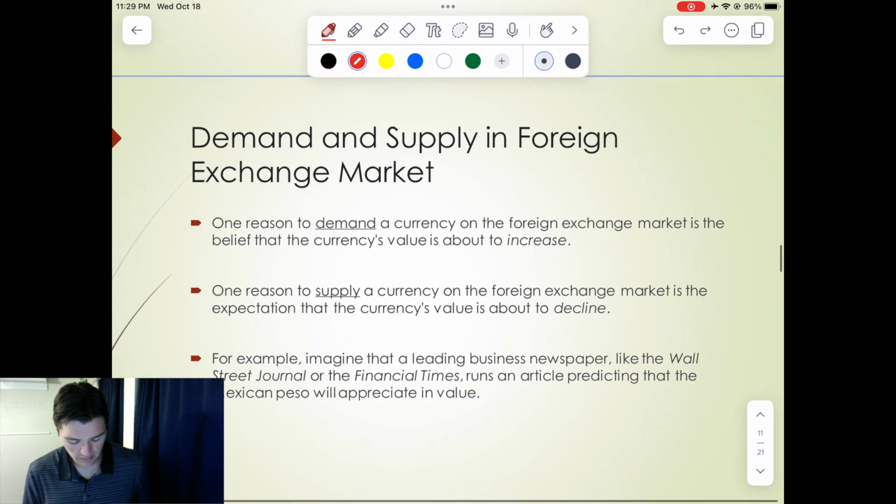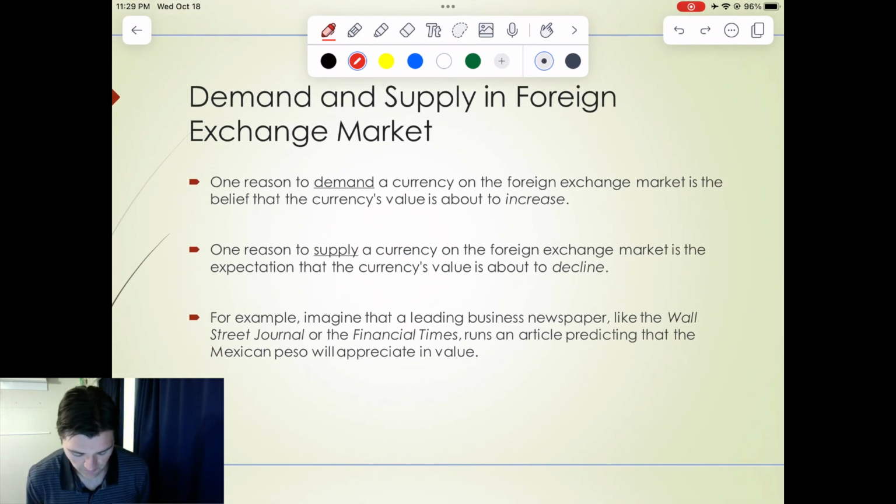So one reason to demand a currency on the foreign exchange market is the belief that the currency's value is about to increase. So you're going to demand the dollar only because you are trying to buy more foreign goods. And the only reason that you are trying to buy foreign goods is because you want to have a stronger dollar. So one reason to demand a currency is because you think it's going to get stronger, so increase, right? That's when you're demanding a currency, is when it's stronger, it's like, okay, now I want to buy it because now my dollar is stronger, therefore I can buy more foreign goods.